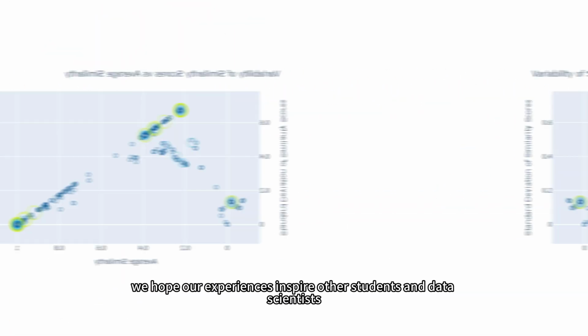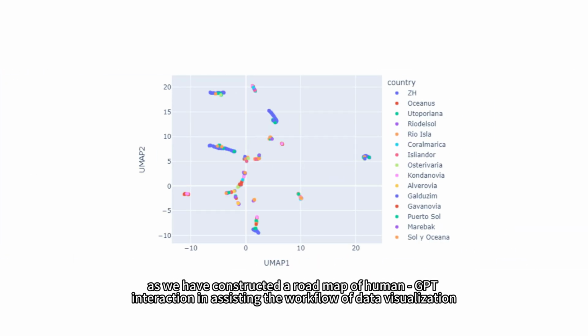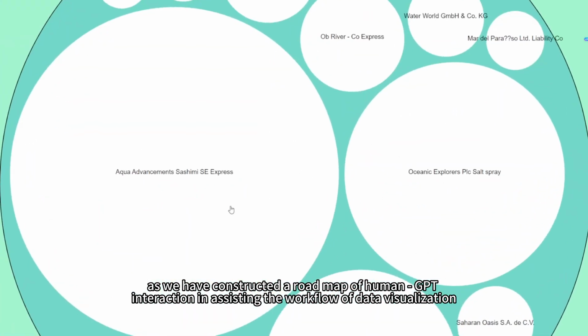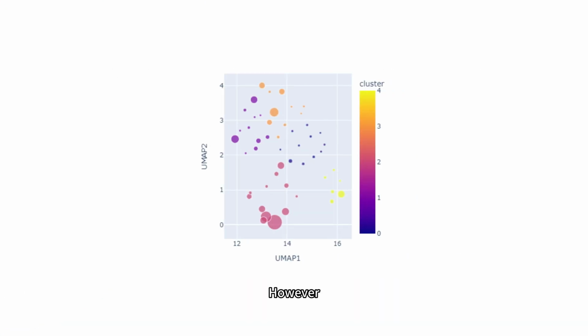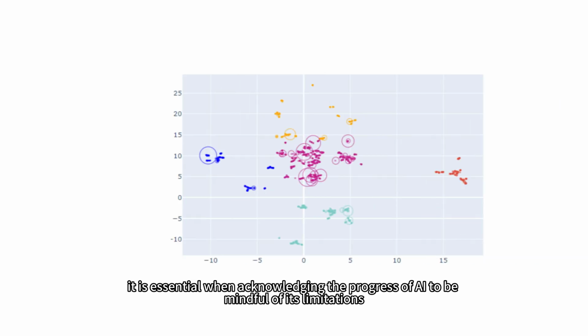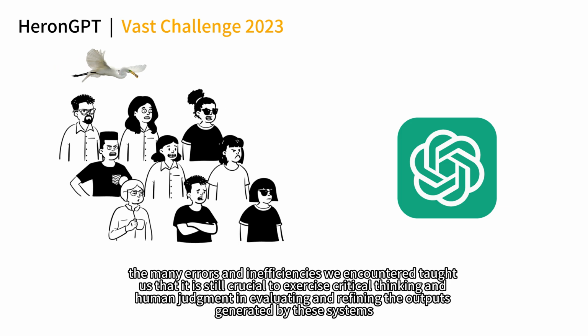Ultimately, we hope our experiences may inspire other students and data scientists, as we have constructed a roadmap of human-GPT interaction in assisting the workflow of data visualization. However, it is essential when acknowledging the progress of AI to be mindful of its limitations. The many errors and inefficiencies we encountered taught us that it is still crucial to exercise critical thinking and human judgment in evaluating and refining the outputs generated by these systems.